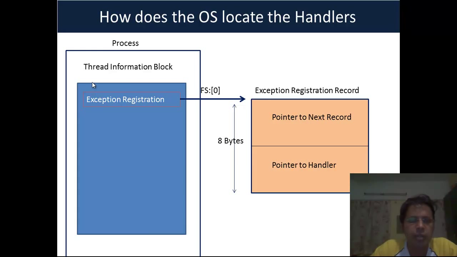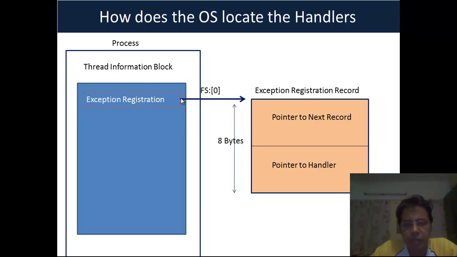multiple threads. In the most common case, you would just have the main thread, and every thread has what is called a thread information block, in which all information regarding that thread is maintained. Interestingly, the very first record there is the exception registration records, and the exception registration in the thread information block can be accessed using the FS register. So FS, starting from the 0th location as the offset, we would be able to get the link to the exception registration records list.